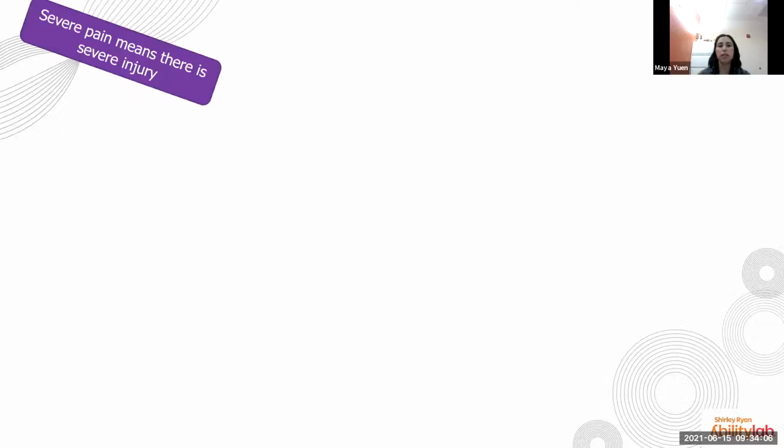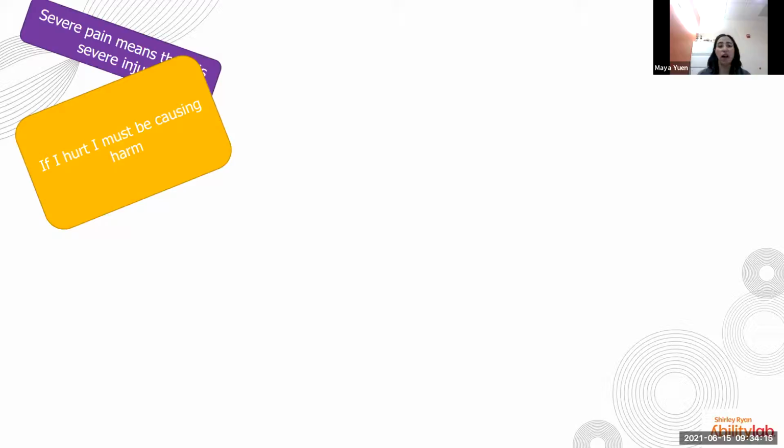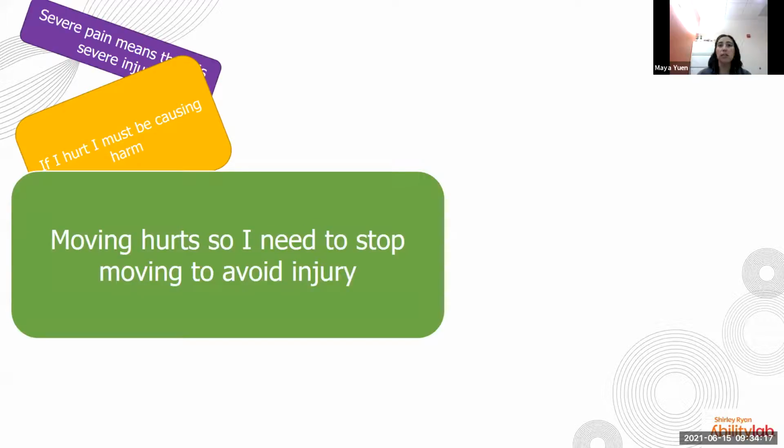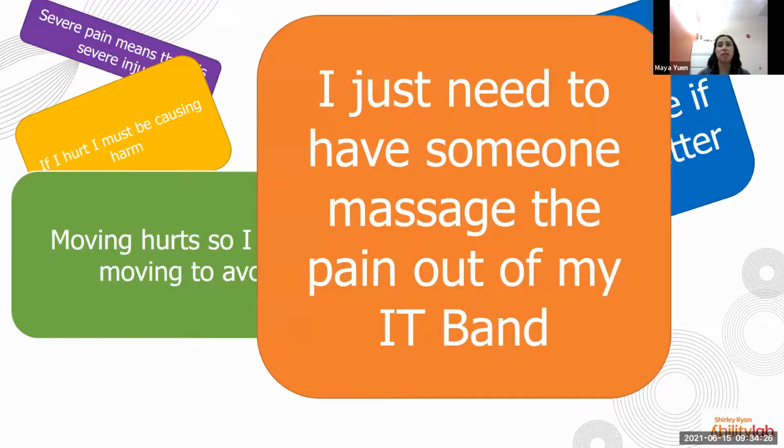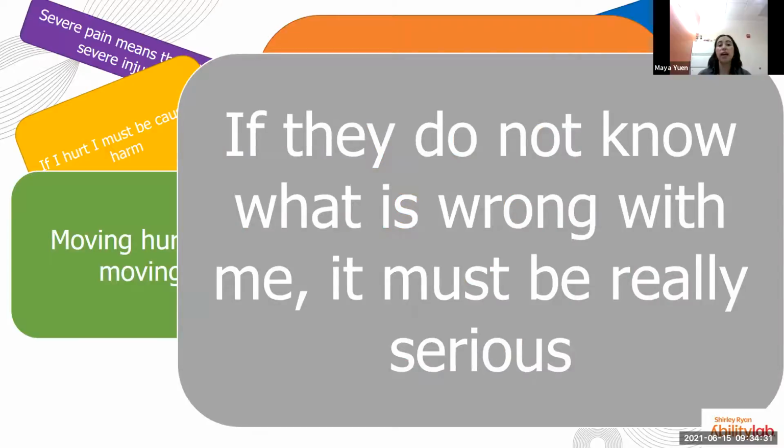So when patients give into the negative thoughts and catastrophic thinking, it can have a direct impact on their pain because, again, thoughts and beliefs are nerve impulses that go to the brain, that go to the spinal cord. So if a patient's thinking, gosh, severe pain means that there's severe injury. If I hurt, I must be causing harm. Moving hurts, so I need to stop moving to avoid injury. Something must be really wrong with me if I'm not getting better. And I just need to have someone massage the pain out of my IT band. And if they do not know what is wrong with me, it must be really serious.